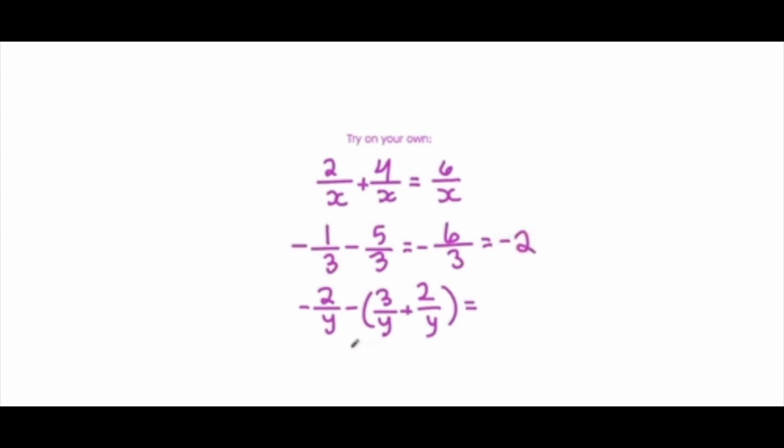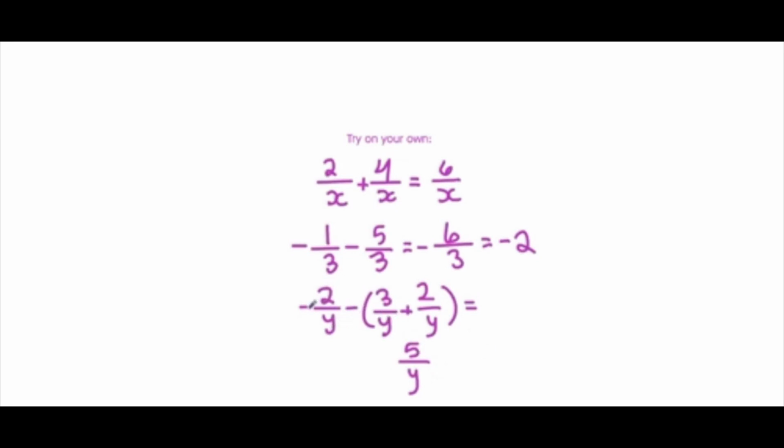This is another example. We have negative 2 over y minus, in parentheses, 3 over y plus 2 over y. So the first step here is to solve the parentheses. So we would do 3 over y plus 2 over y first, and that would give us 5 over y. And we would now have to solve negative 2 over y minus 5 over y.